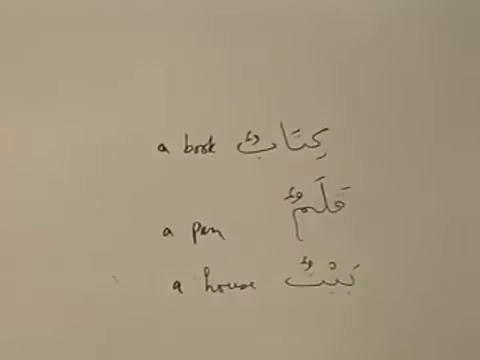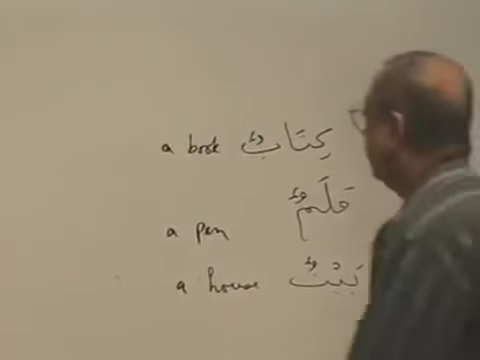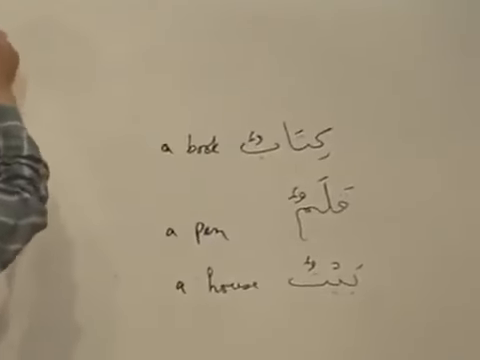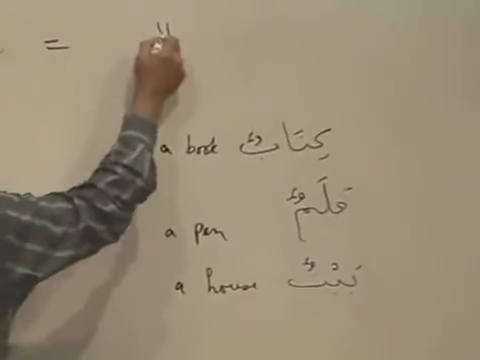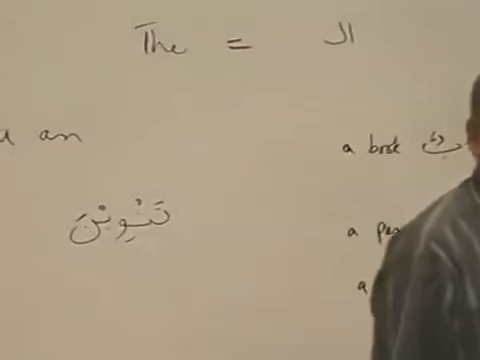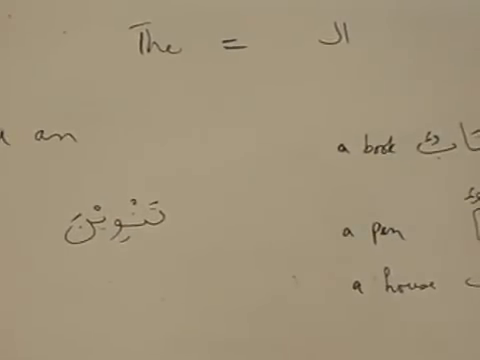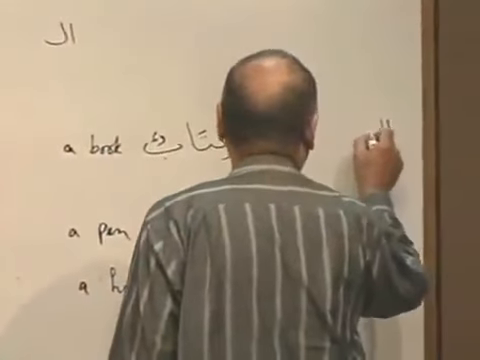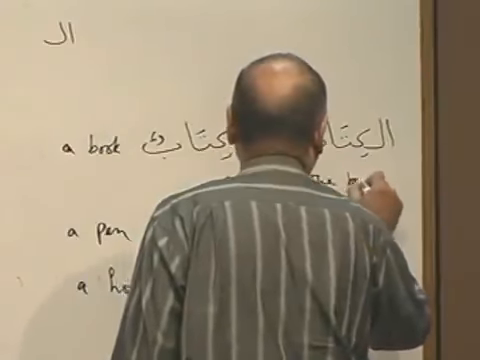And then, how do I make it definite? In English, we add the. In Arabic, we have to add al to the noun. So I want to say the book. What will I do now? Al-kitabu. I cannot have tanween. Al-kitabu. The book. Okay, brothers and sisters?